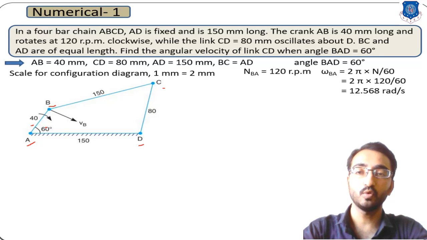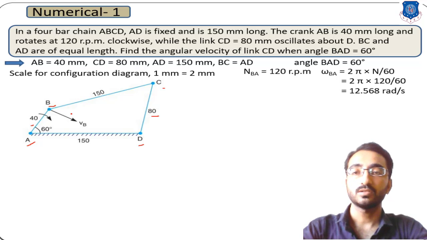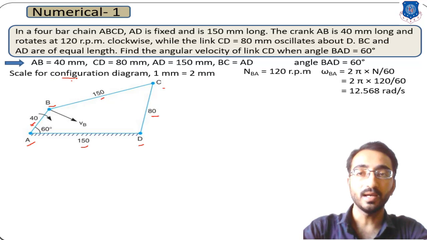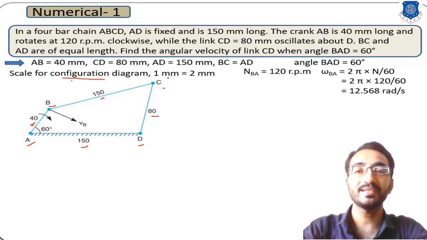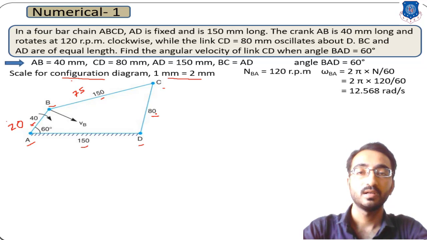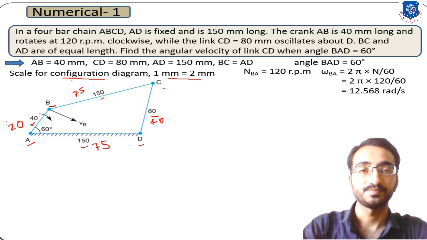with the dimensions of 20, 40, 75 and 75. Now in this diagram, as the configuration diagram is drawn with a scale of 1 mm equal to 2 mm, your actual dimensions over here will be half, that is 20, 75, again 40 over here and 75 over here. But you have to mention it as the original dimension because you have mentioned your scale in this numerical.